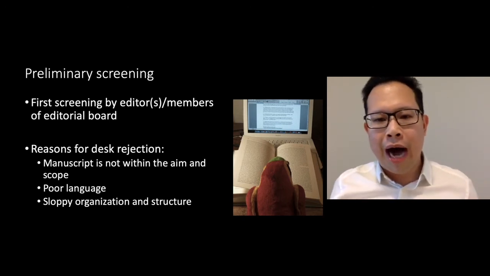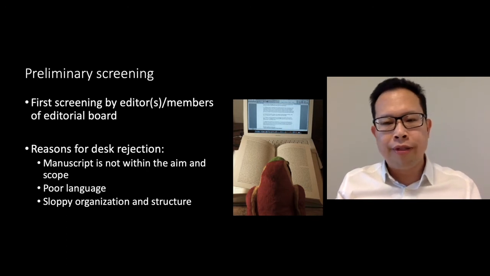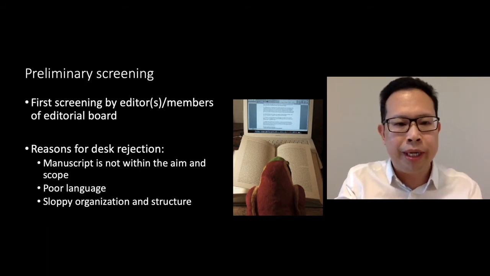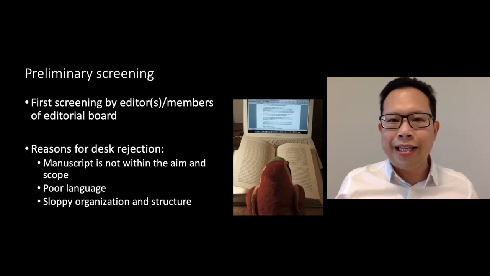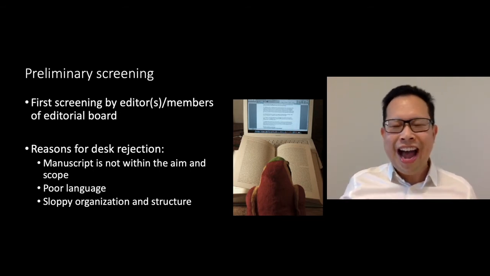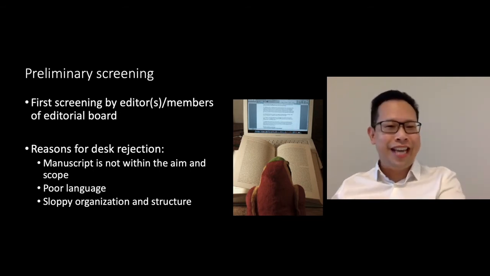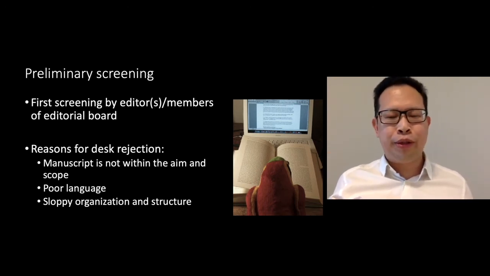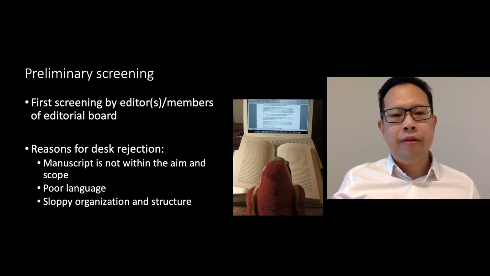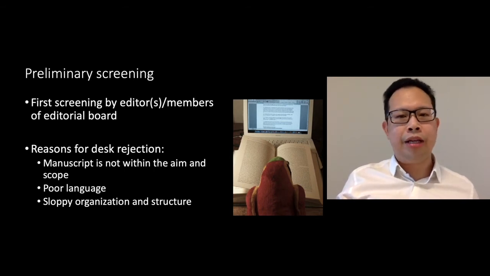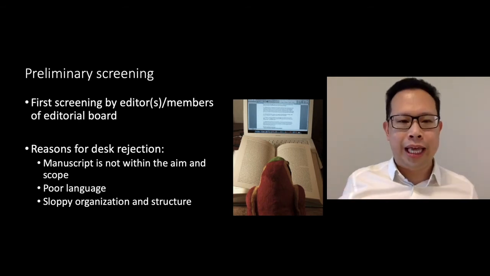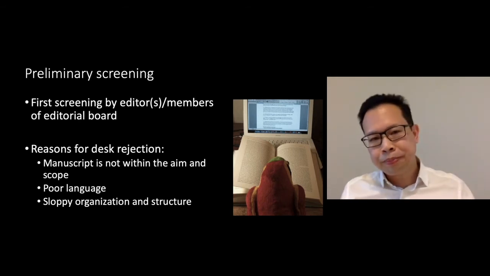For instance, I'm on the editorial board for the Journal of Southeast Asian Studies, and one of the main reasons why we have to reject manuscripts in the very first round is because we receive manuscripts that are not even on Southeast Asia, and our journal is the Journal of Southeast Asian Studies. So this explains why some manuscripts do not even get sent out for peer review. For instance, if you send a manuscript on China or on North America, then this is definitely not within the aim and scope of our journal.